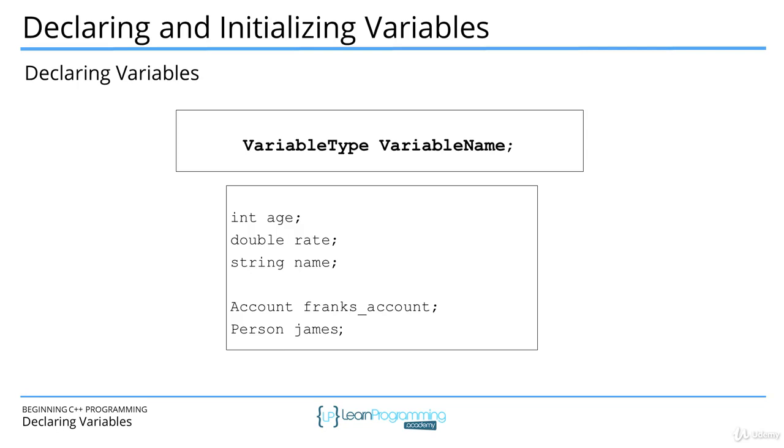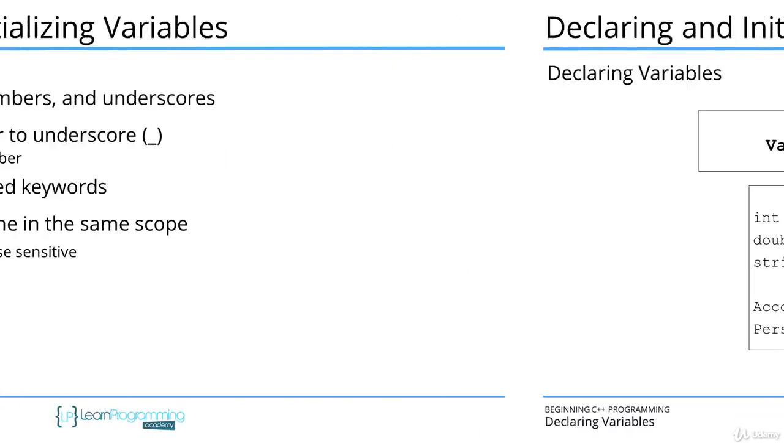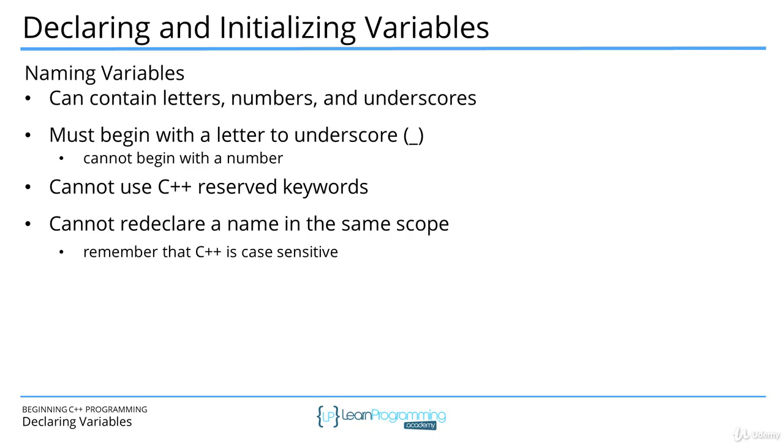Remember, in C++, we must declare our variables before we use them. So let's take a look at some of the variable naming rules. The rules for naming C++ variables are very simple. C++ variable names can contain letters, numbers, and underscores. However, the first letter of the name cannot be a number. It can be an underscore or a letter.